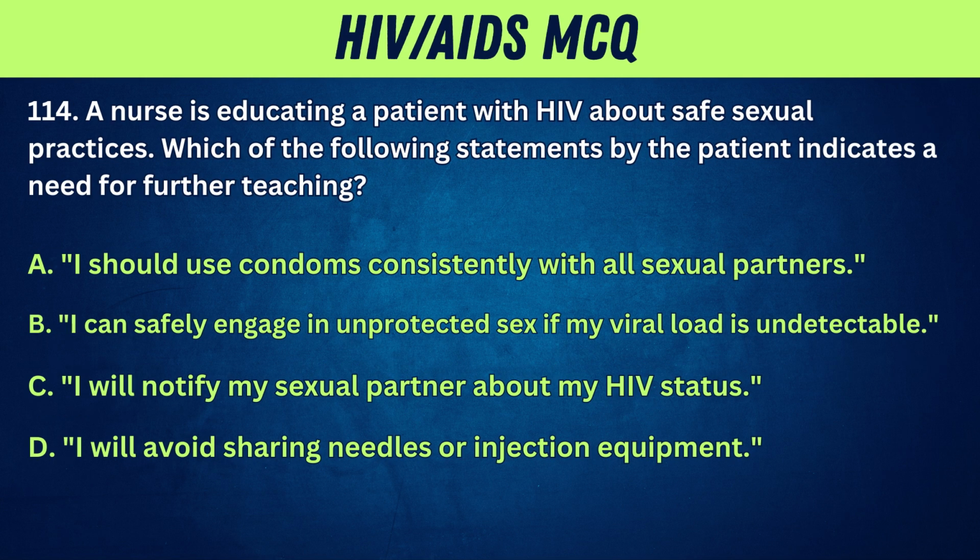114. A nurse is educating a patient with HIV about safe sexual practices. Which of the following statements by the patient indicates a need for further teaching? A. I should use condoms consistently with all sexual partners. B. I can safely engage in unprotected sex if my viral load is undetectable. C. I will notify my sexual partner about my HIV status. D. I will avoid sharing needles or injection equipment.